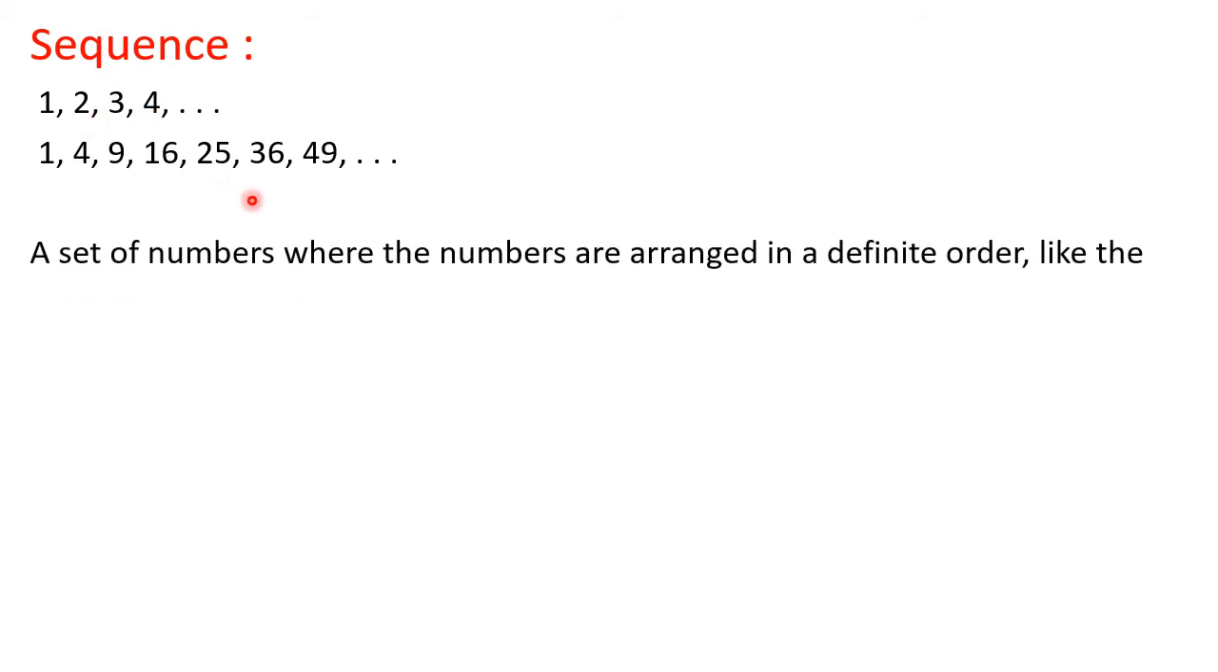Okay, so how can we define it? A set of numbers where the numbers are arranged in a definite order, like the natural numbers, is called a sequence. So a sequence is a set. You know that a set is a well defined collection of objects. Similarly here, it is a well defined collection of numbers where we have the numbers in a definite order. Such sets where the numbers are arranged in a definite order are called sequences. Okay, let us take some more examples here.